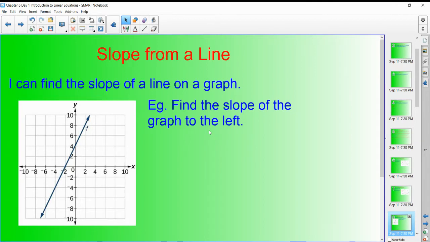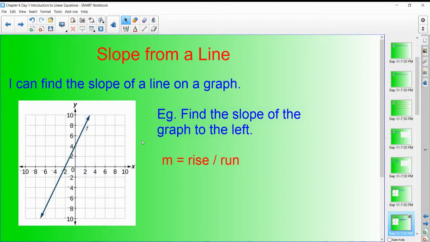So now we've got to find the slope of this graph. You may be familiar with slope being rise over run, the change in y over the change in x. There are other formulas for it, but I'm going to stick with rise over run. So the first thing we've got to do is pick 2 points on the graph. Now I could pick a random point, but I don't want to deal with fractions or decimals.